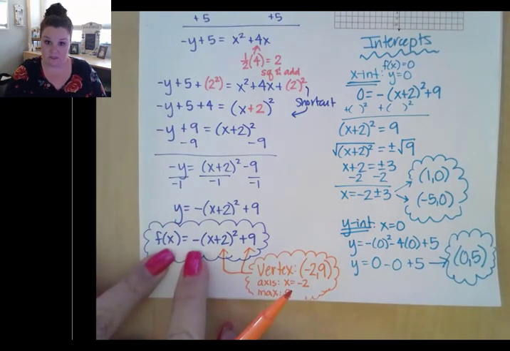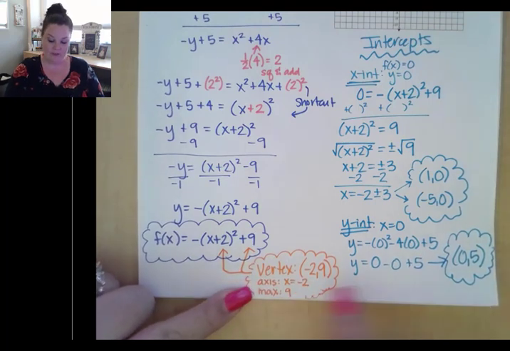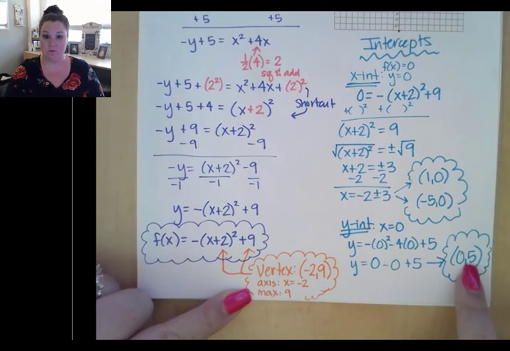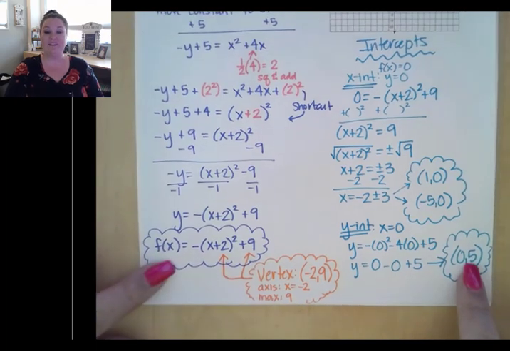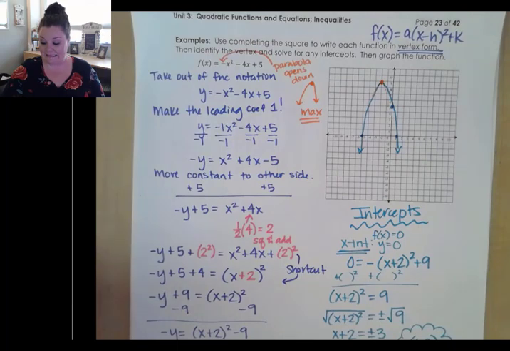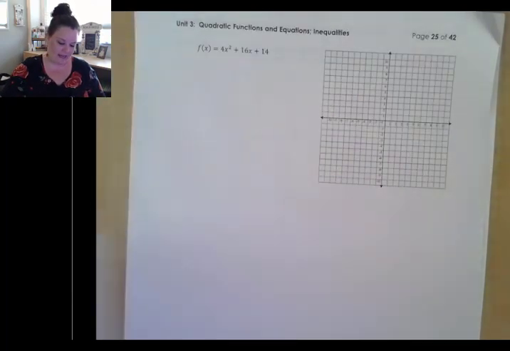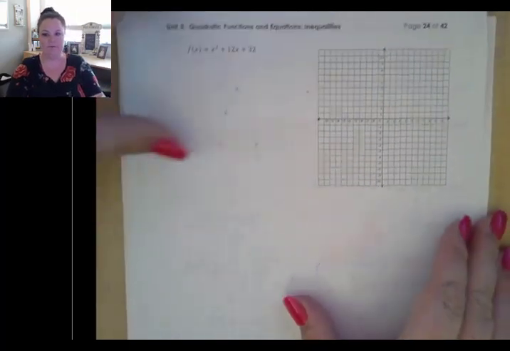Your vertex form is one of your answers. Then from that, find your vertex, your axis of symmetry, and your max or min value, and then solve for your intercepts and write them as ordered pairs. Okay, so now that we've been through the whole process once, let's see if we can do it again. Let's look at the next page for another example.